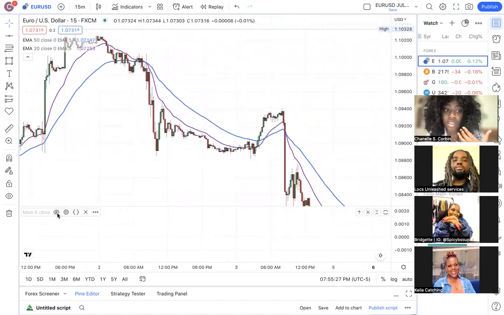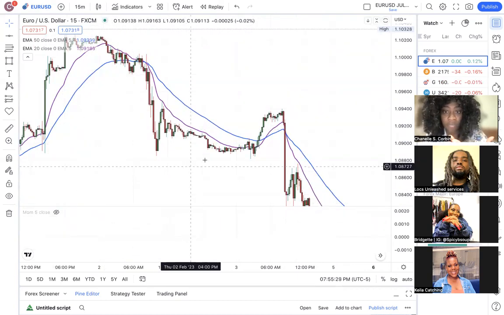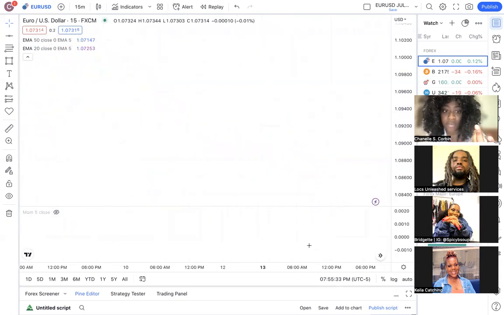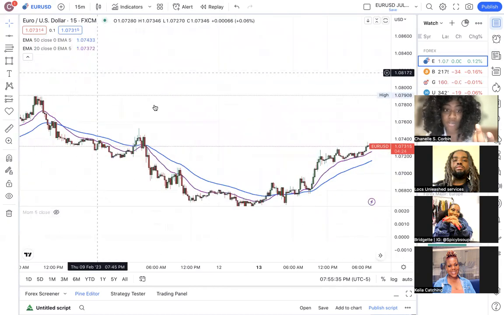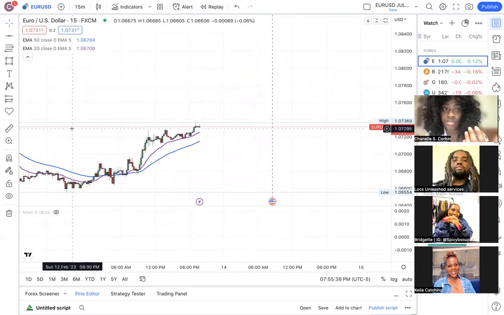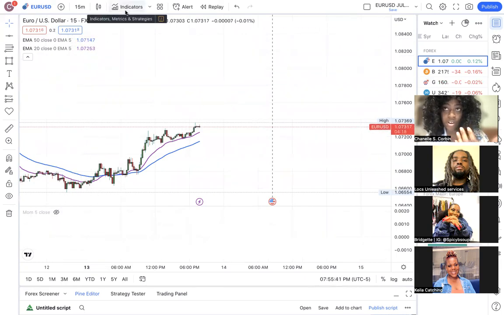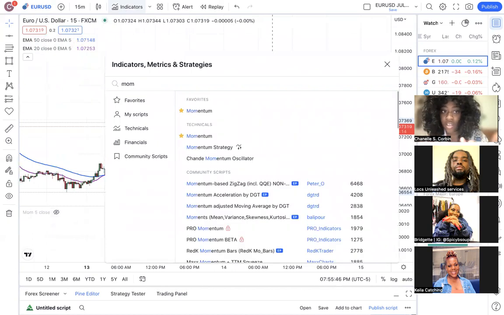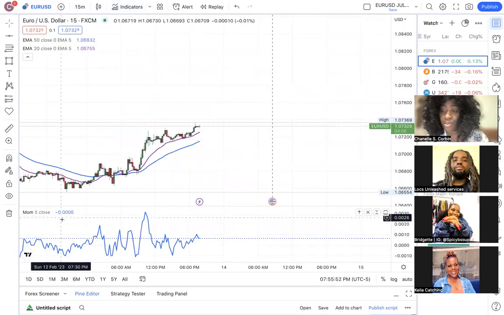Now, another thing you need to know about the market is not only what is the trend, but what is the momentum? How strong is this trend? Is it going to continue? Now, the simplest indicator that you can use for momentum is literally called momentum. It can't get any easier than that. So you're going to type in MOM, momentum will come up. You click it, it'll come up on the bottom of your screen and it'll look something like this.